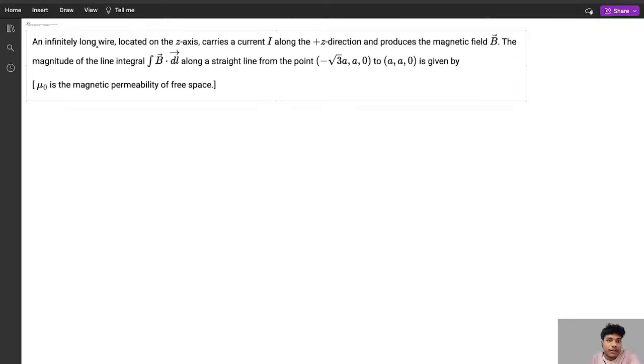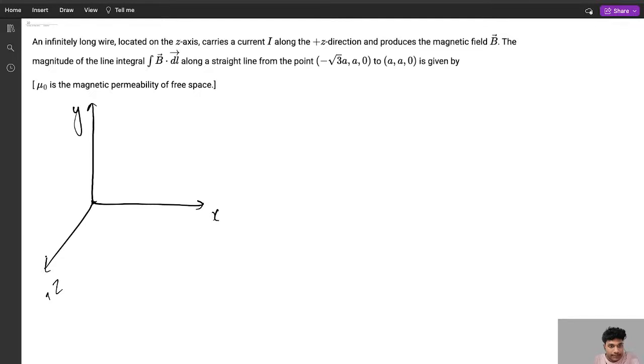An infinitely long wire located on the z-axis carries a current I along the plus z direction. So here is our Cartesian plane, that is plus z, this is x and this is y. An infinitely long wire located on the z axis, the current is in this direction along plus z, and it produces the magnetic field B.